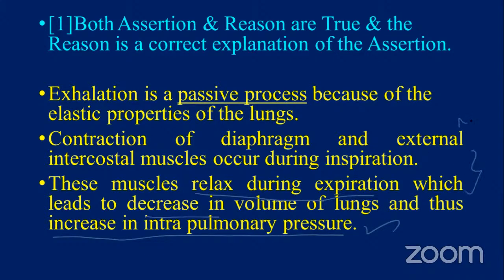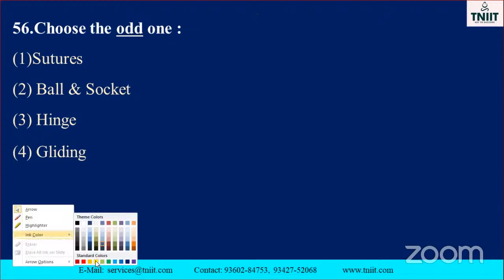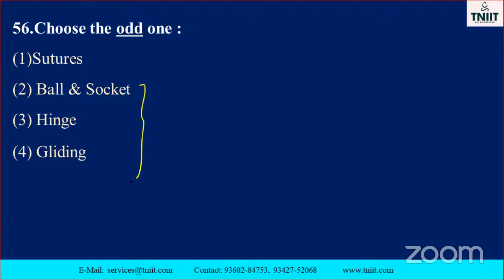So that's why I told you, NEET question selection is very, very important, my dear students. Choose the odd one. First of all, you see their structures. Two chairs, ball and socket, hinge, gliding. These three are considered joints.